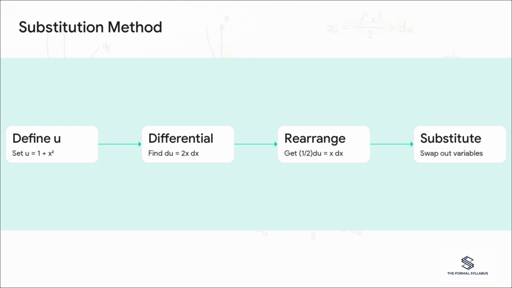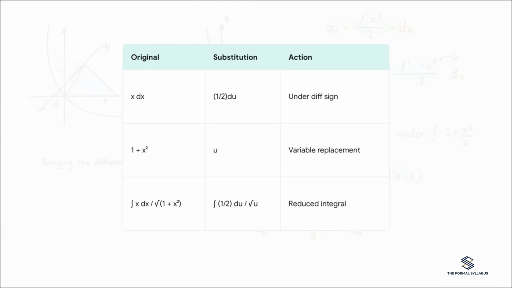So, we start by targeting the trickiest, messiest part of the function, the 1 plus x squared, and we're going to call it u. Next, we take its differential, which gives us du equals 2x dx. After a really quick rearrangement, we can completely swap out the variables. We're simplifying a complicated problem into a standard, super easy to solve integral from a lookup table. Just think about how the x dx part seamlessly morphs into 1/2 du. This visual puzzle technique is actually formally known as bringing a function under the differential sign. It is a total game changer.